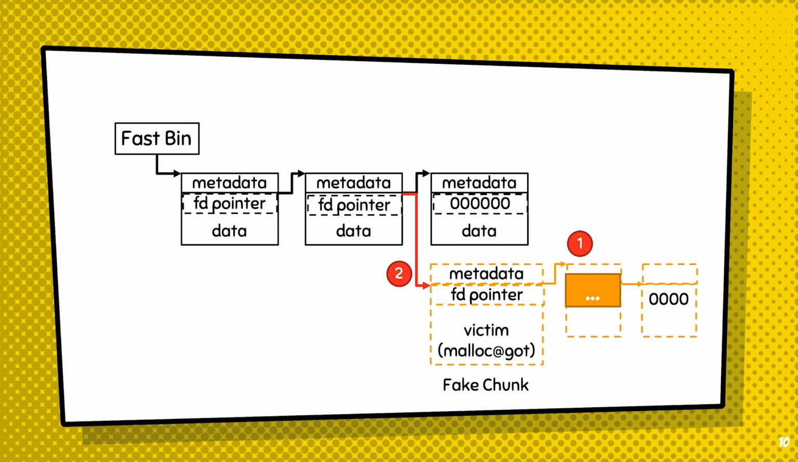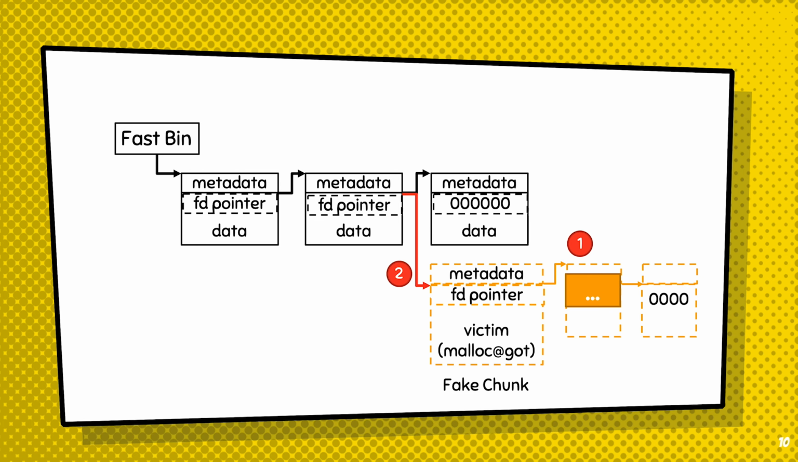We can summarize the process into two steps. The first step is to identify a fake chunk, and the second step is to link that fake chunk to an existing free chunk in the Fastbin.